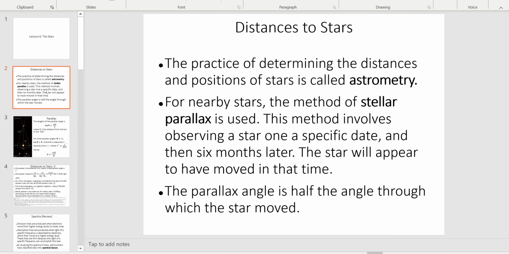Let's first start by talking about the distances to stars. This is somewhat of a review since we talked about stellar parallax. Let's just introduce this term astrometry. I believe that I did use this term earlier in one of the lectures, but anyway, let's just introduce it here. Astrometry is the science or practice of determining distances and positions of stars. We can also say the speeds of stars as well. Anything that has to do with where stars are, where they're going, how far they are away from us.